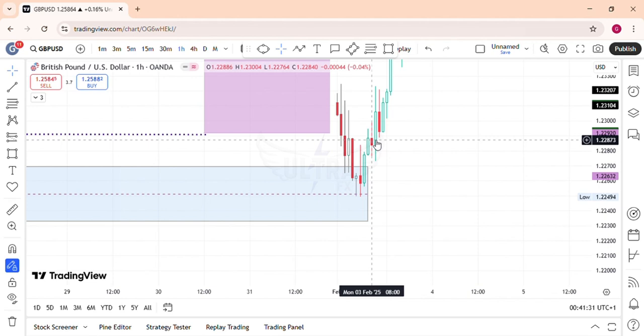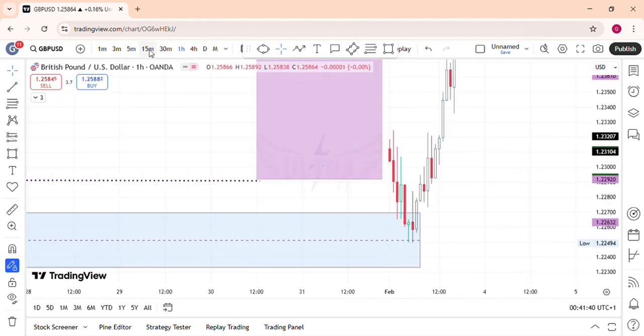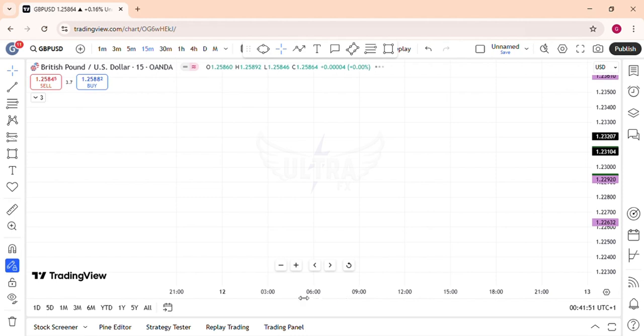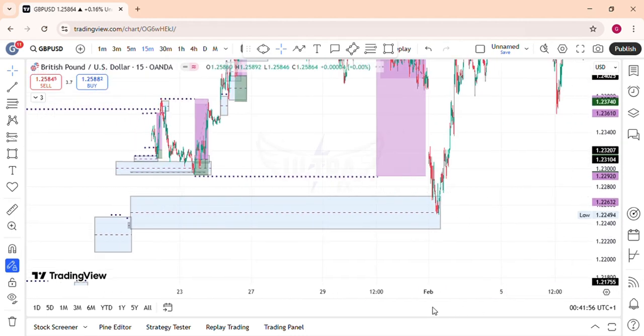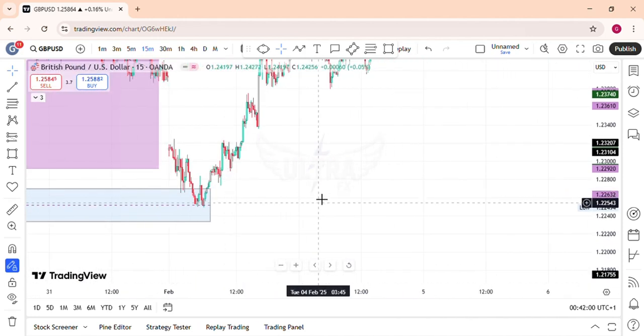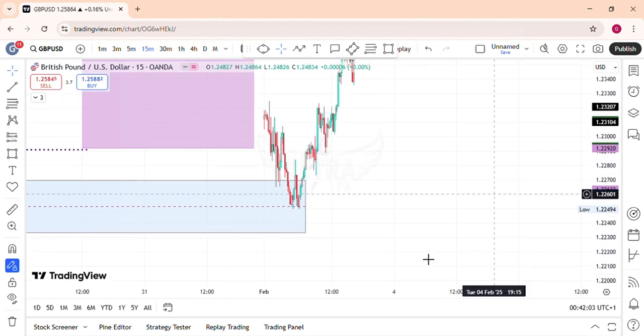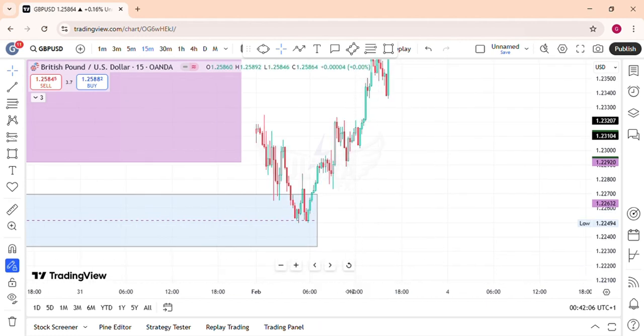So after a break of market, prior to creating that break of market structure, we need to look for our fair value gap. So let's go to our 15 minutes to check for a fair value gap on this spot, which is Monday 3rd of February. So this is a Monday 3rd of February.